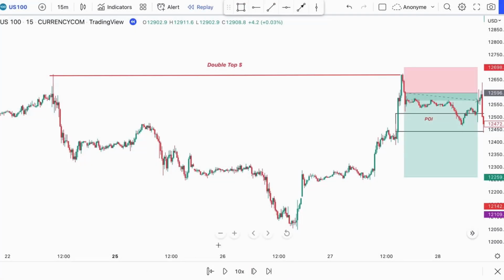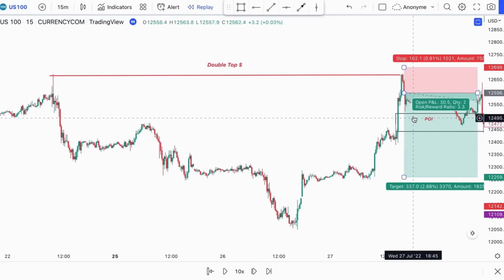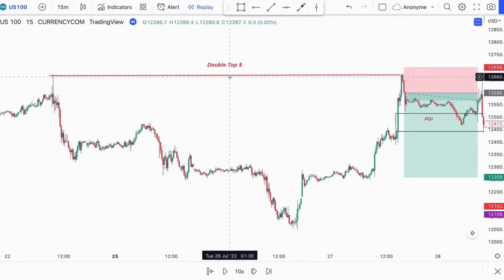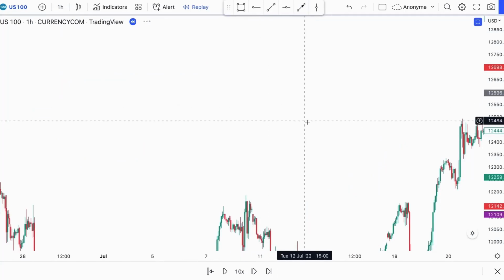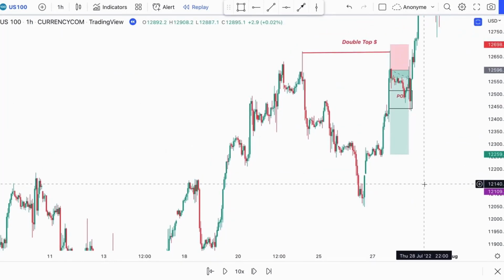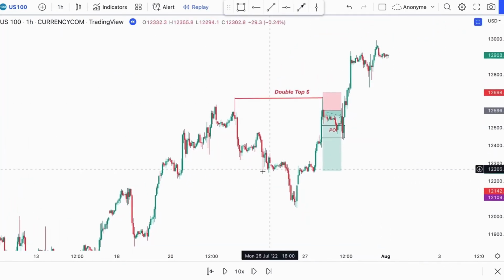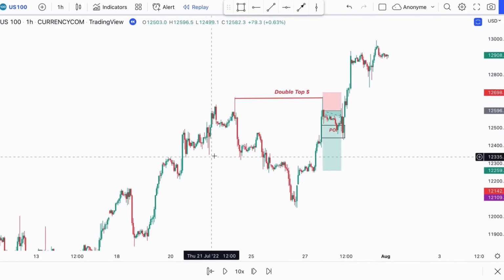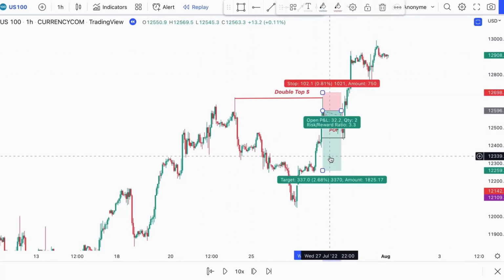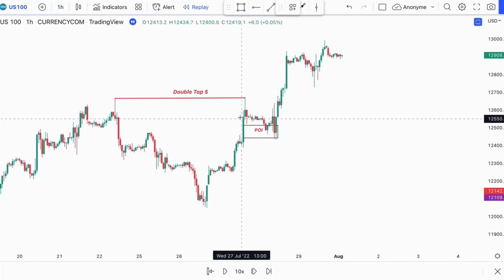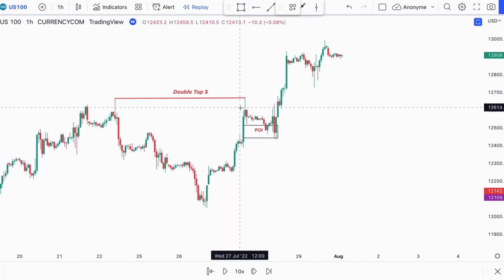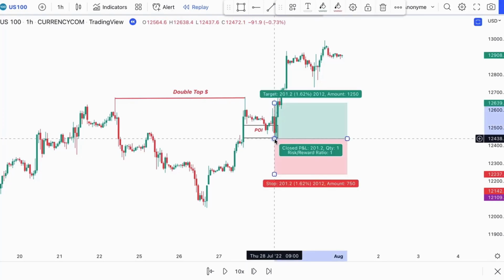Here is an example from the chart. Retail traders will take a short position once they spot this double top on the 15 minute time frame. However, the bias is clearly bullish on a higher time frame, 1 hour for example. As a smart money trader, we would recognize this point of interest as a long potential entry because the bias is bullish, and we would wait for the retracement to happen before taking our trade.